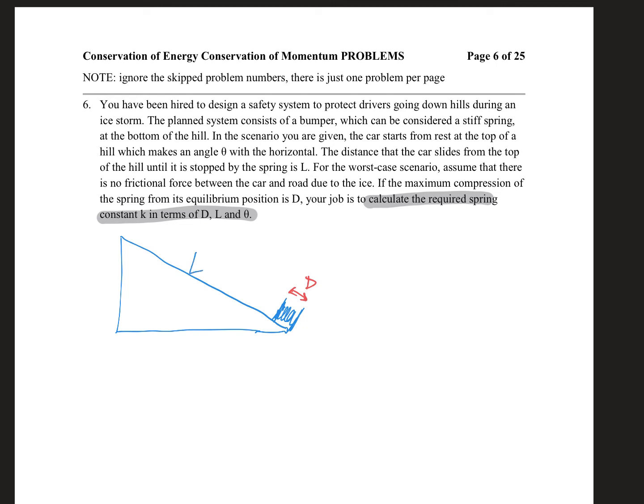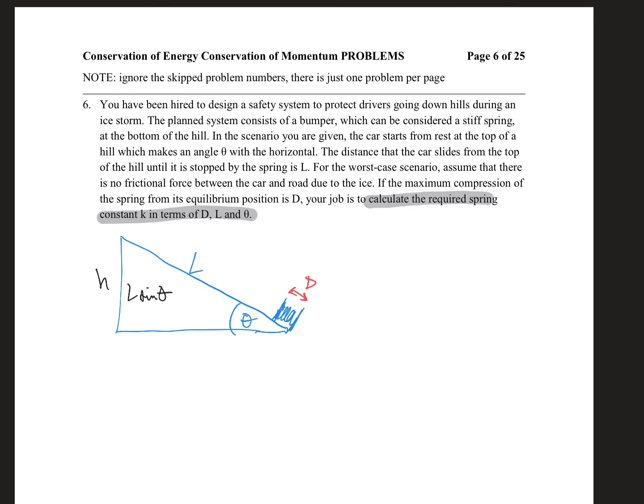This is going to be L, and that's going to be theta. So we have d, L, and theta in our picture. This is going to be the height of the ramp, which would just be L sine theta, because of the trig of it all.